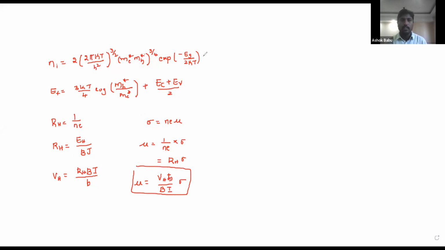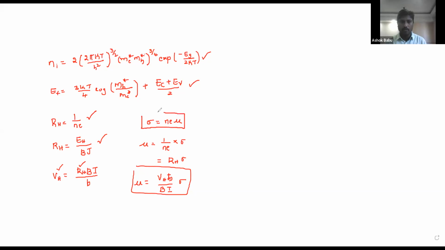So the first equation is for intrinsic carrier concentration, along with the Fermi energy level. From the Hall effect, to find the charge concentration, the Hall coefficient RH equals 1 by n into e. When the electric field and current density are given along with the magnetic field, we can use the formula to find the Hall coefficient. The relation between Hall voltage and Hall coefficient is VH equals RH into B into I divided by small b.